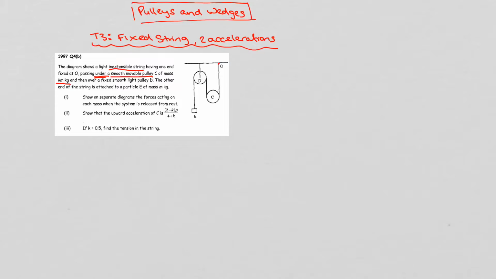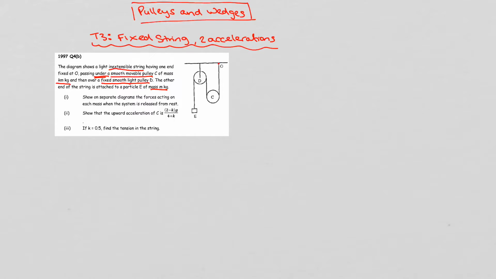So we have a bit of an abstract question here where we're going to have an unknown letter in our question. But we still treat it exactly the same way as before. It'll just look a little bit different than normal. And the fact that they're both smooth pulleys, both C and D, means we're going to have no friction in either case. And then we're told that the other end of the string is attached to a particle E, which is of mass m kilograms.